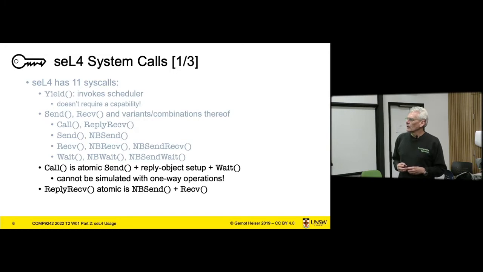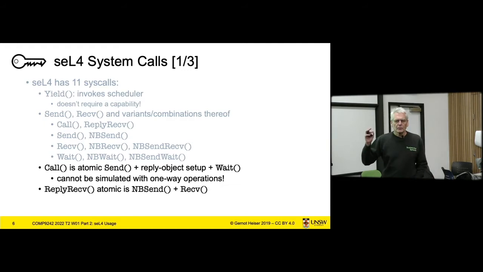And then there is the reply receive on the server side, which is also an atomic combination of non-blocking send and receive. And that's a normal server operation. The reason this one is non-blocking is a bit more complex. It's not really going to affect you in a well-designed system. But there are some reasons why this is a good thing. Now, why is the reply receive a non-blocking send versus a blocking send?